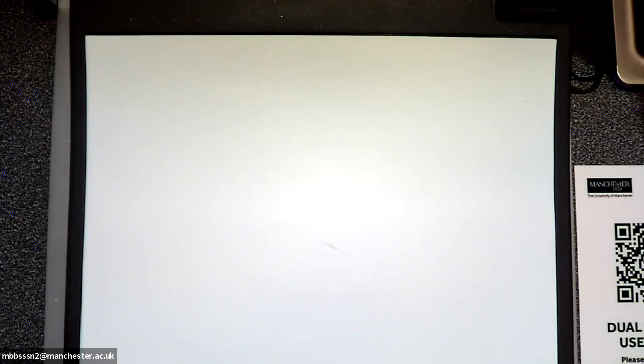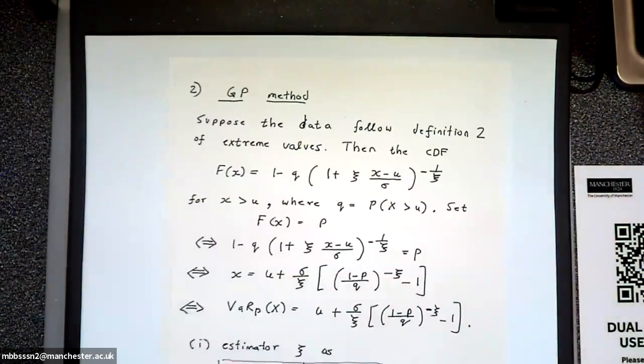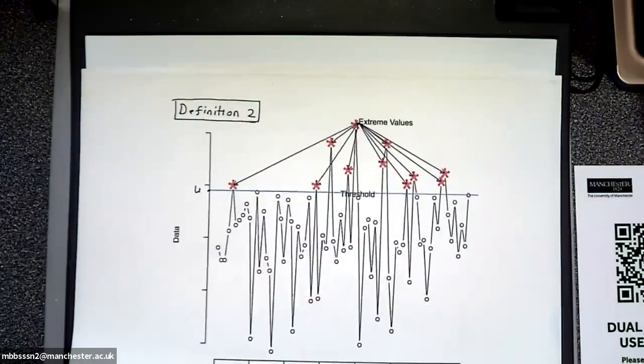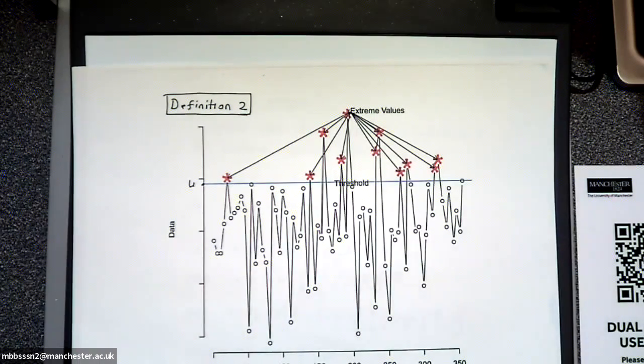The second of the two methods is known as the GP method. Here, I'm going to suppose that the data follow definition 2 of extreme values. If you remember what definition 2 is, you draw a threshold which you think is large enough, and any data point above the threshold is considered an extreme value.